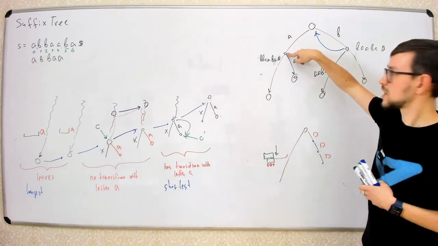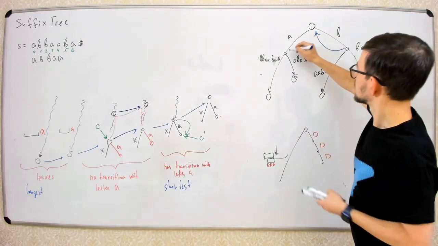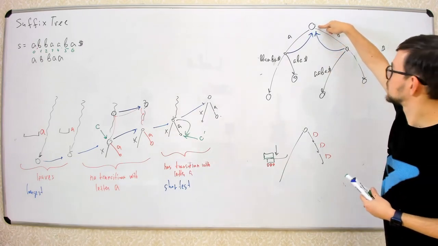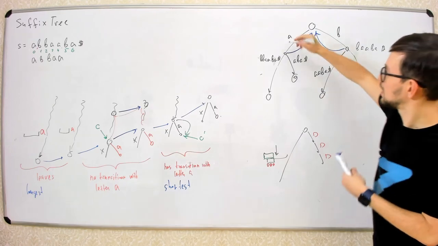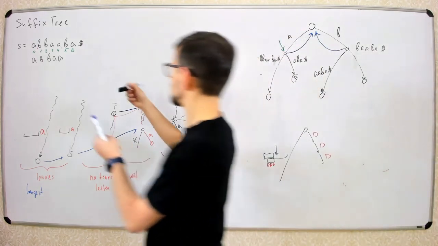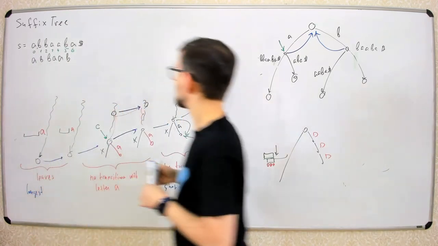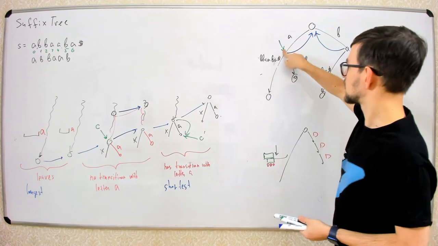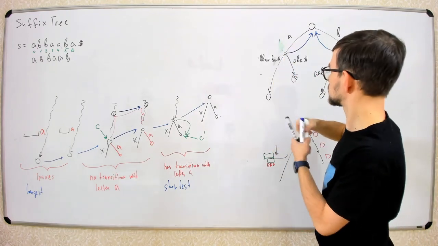Go from here using the suffix link, here, create a suffix link. Now from here we add character A, so we go here again. So this will be the current position. Again, let's finish this. We have character B, we need to add character B from here. We have a transition by character B, so we just move along this transition, go here.